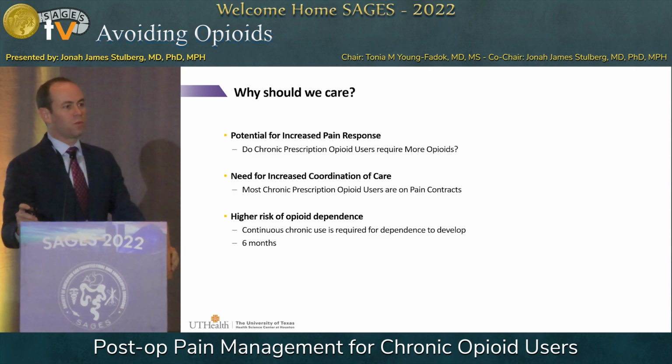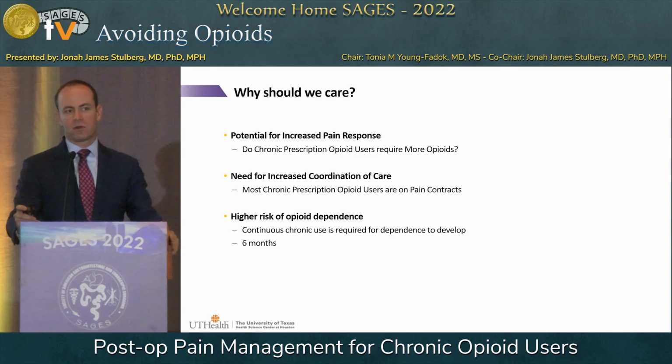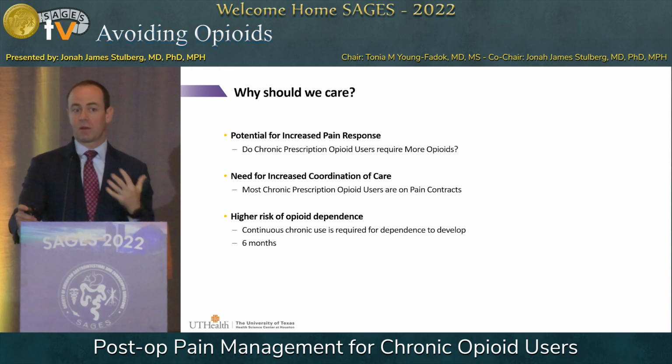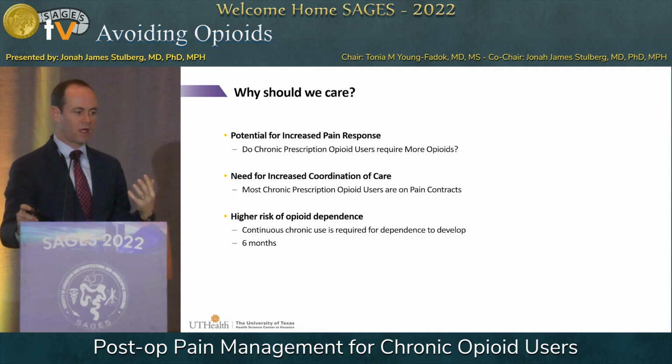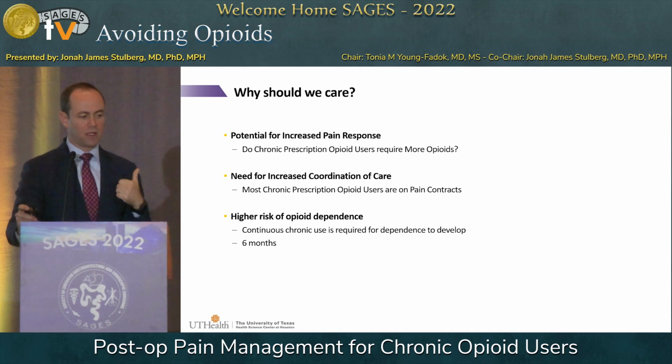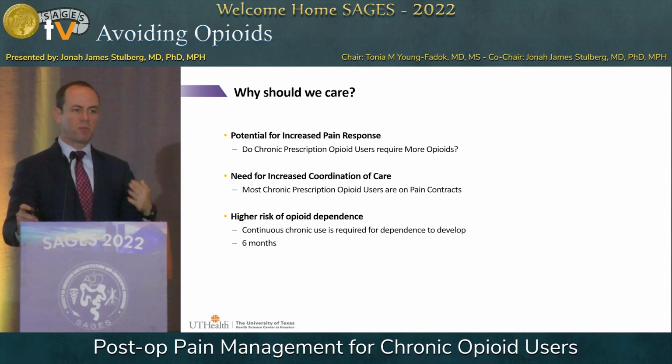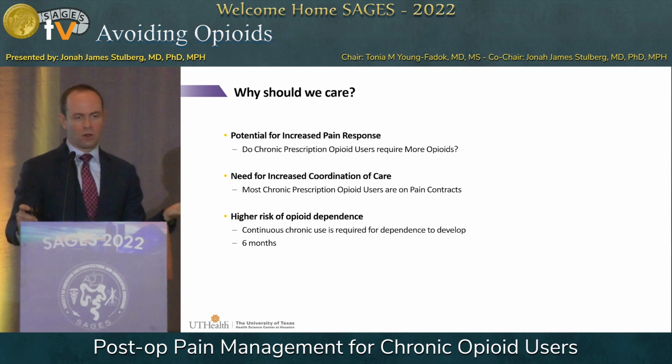So why should we care then? When people say, okay, if you're looking at pill counts and prescribing and talking about how we manage our patients, why should we care about it? We should care about it because there is a potential for an increase in pain response or dependence or that physiologic effect. If the patient has never been on opioids, they don't have that.